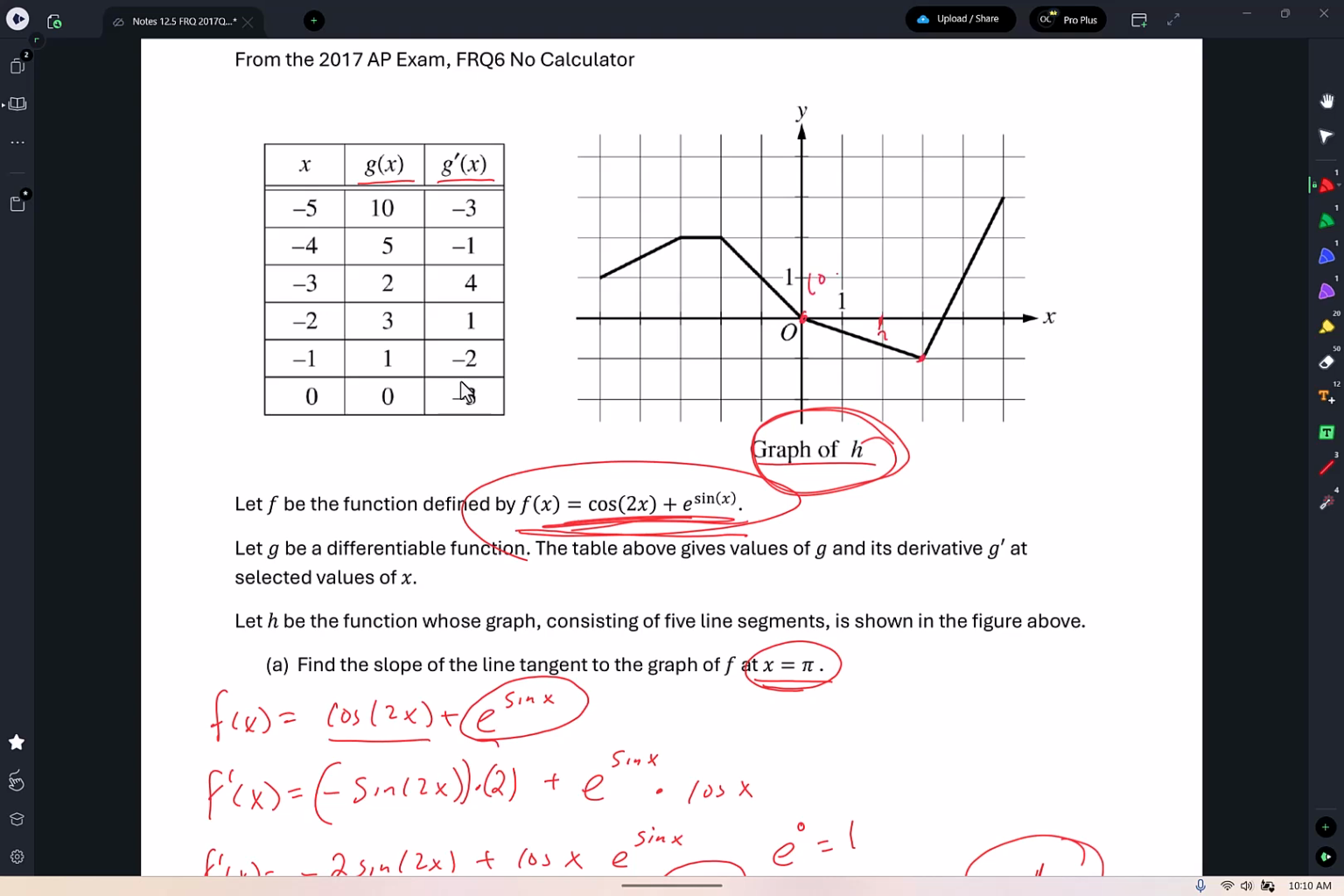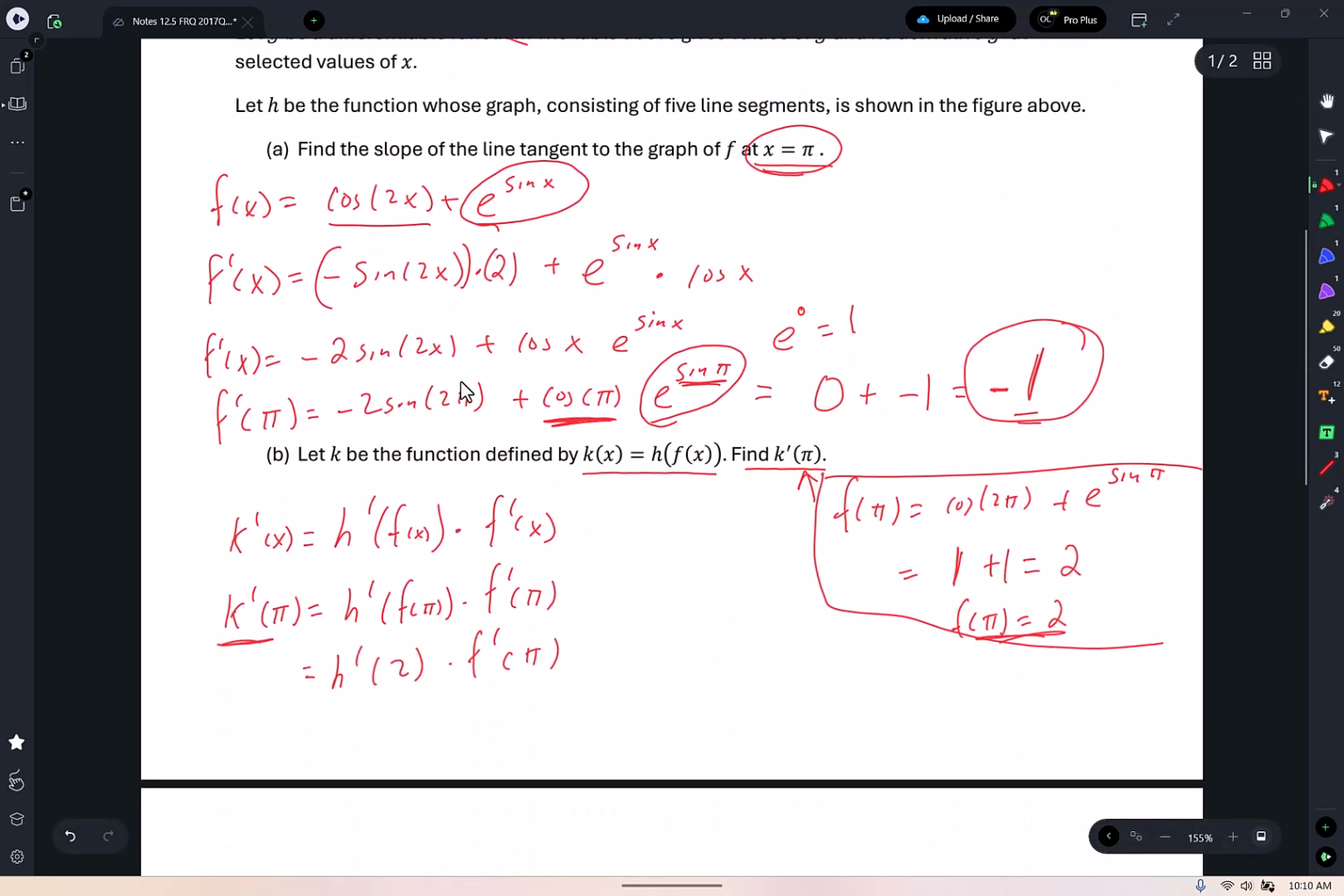Yes, you do. This point is 0, 0. This point here is 3, comma, negative 1. So that means my slope, I went down 1, right 3. So my slope is negative 1/3. So h prime of 2 is negative 1/3. Does everyone see how we got that?